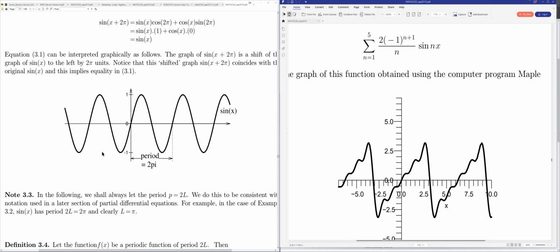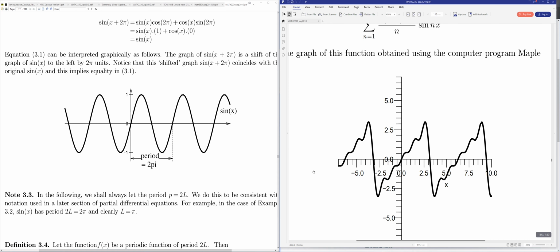But sine of x has a period of 2 pi, which means that this piece over here from 0 to pi is just going to keep repeating itself, right? So it'll repeat itself over here between 2 pi and 4 pi, and it will repeat itself on this side over here between minus 2 pi and 0. So sine x is periodic, you can see from the graph, and there are other periodic functions.